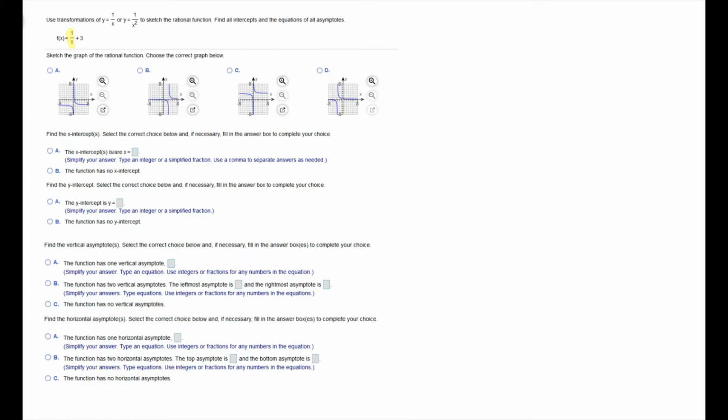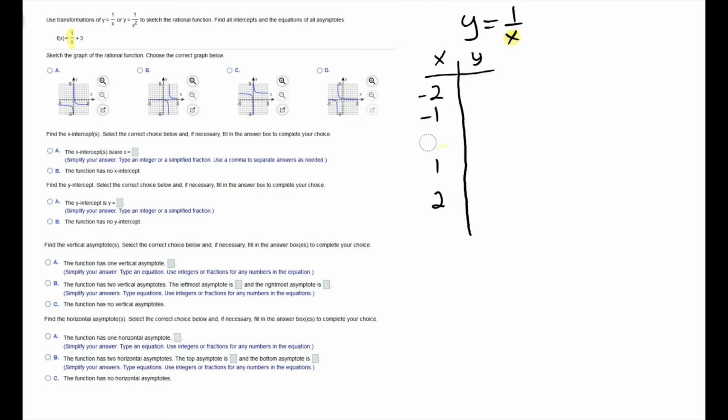I need to know what the graph of just y equals 1 over x is first, before I can do the transformations. So I'm going to start by plotting points so I can figure out what the picture looks like. And I usually choose a standard set of points, -2, -1, 0, 1, and 2. However, notice that 0 is going to be a problem. If I try to substitute a 0 into this equation, I would get 1 over 0, which is undefined.